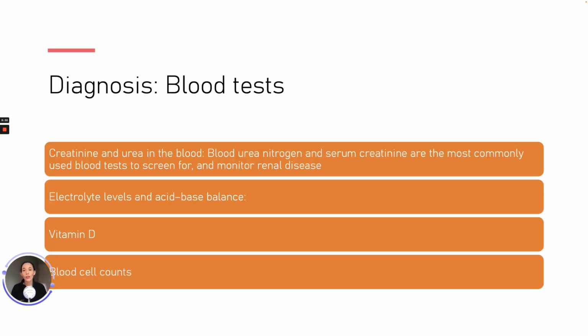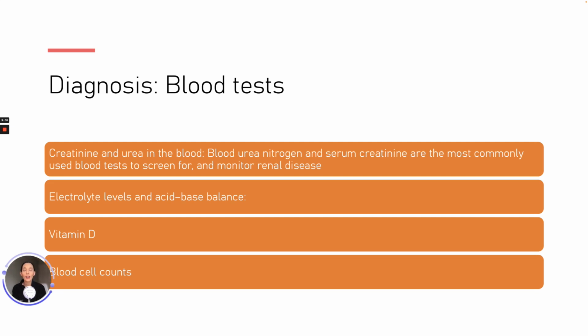So we can also diagnose using blood tests. So we can look at creatinine and urea, BUN in the blood. Blood urea nitrogen and serum creatinine are the most common blood tests to screen for and monitor renal disease. Creatinine is the breakdown of normal muscle. Urea is the waste product of the breakdown of protein. The level of these substances rise in the blood as kidney function worsens.